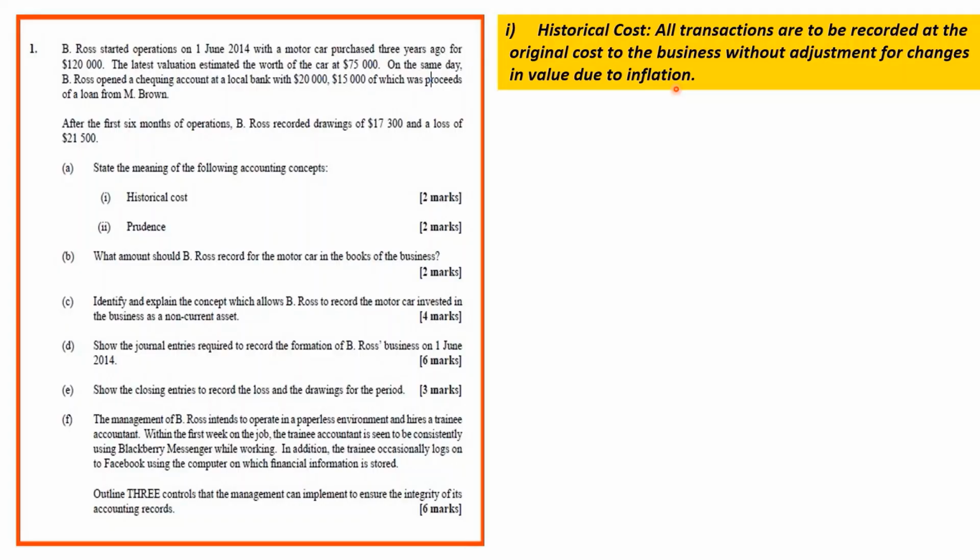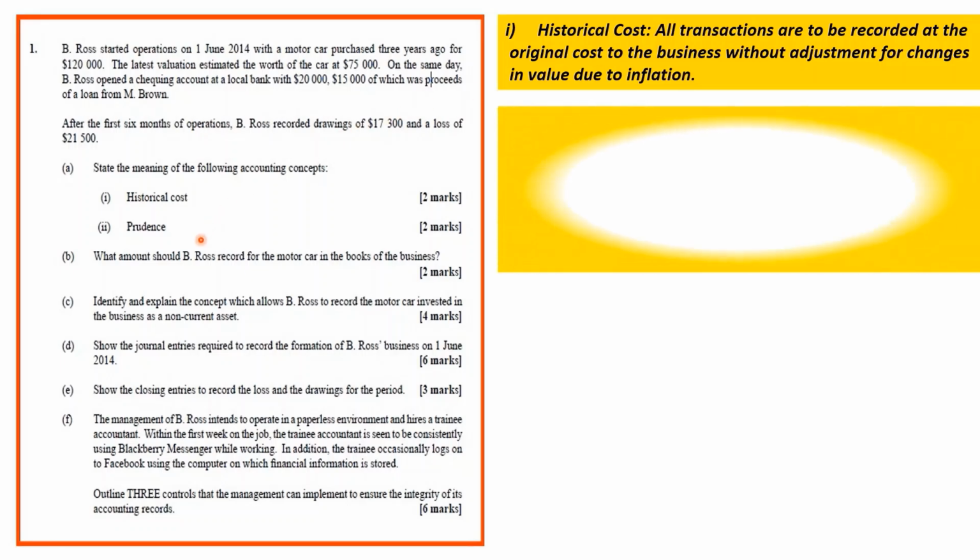The key words there are the original cost of the item to the business, and there are to be no adjustments for changes. And this is why we normally have two accounts for assets. One is to record the original cost or the historical cost, and the other is to record the depreciation or the change that may occur in the value of the asset or in the state of the asset.